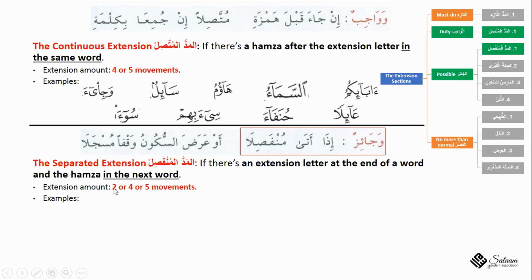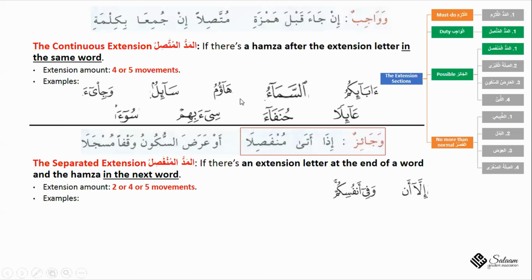So this means that this kind of extension can be said as a normal extension, like here. So here we have illa. This is alif, and before it, fatha. So this is an extension letter, and then we have hamza after. But the hamza is not like here, like si'a or su or sa'il. It's not in the same word, it's in the next word. So this one is called a separated extension. And this one, if you choose, you can say like the normal one. You can just say illa an, so just do two movements here. But if you choose to do four movements, you have to do it the whole way. We will come to that note after.